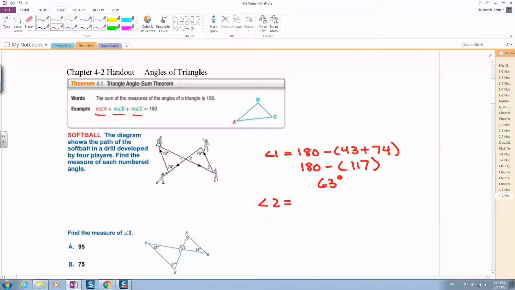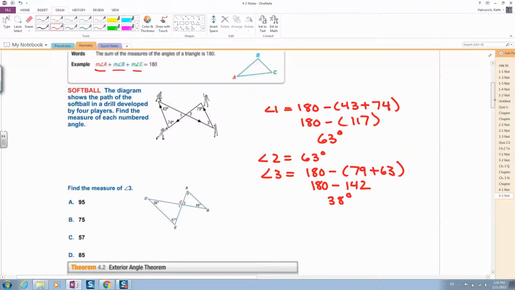For angle 2, you do the same thing. You'd go 180 minus... angle 2 is actually vertical to angle 1, so angle 2 is also equal to 63. And angle 3, you would go 180 minus (79 plus 63). 79 plus 63 is 142. So that would give you 38 degrees. So those are your 3 angle measures.